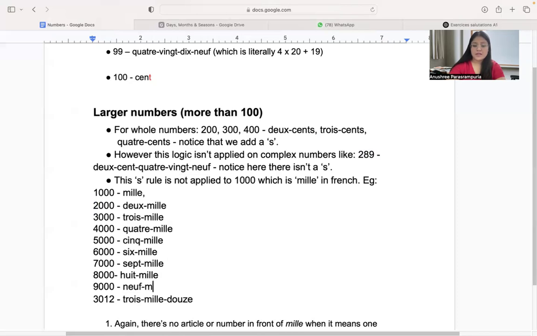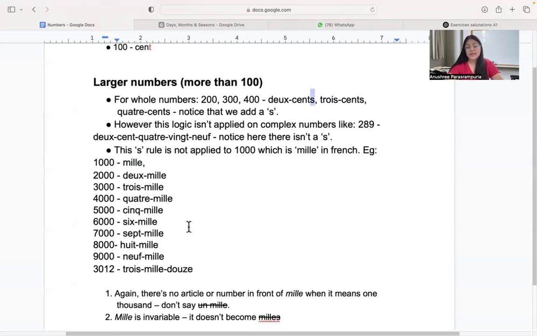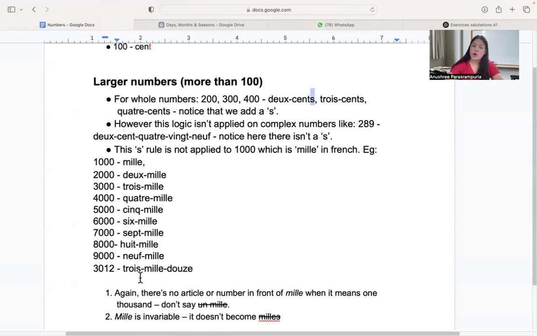Remember, in 1000, we don't say "un mille." That will be incorrect. We just say mille. So that S logic, which was applied in hundreds, will not be applied in thousands. Please understand.